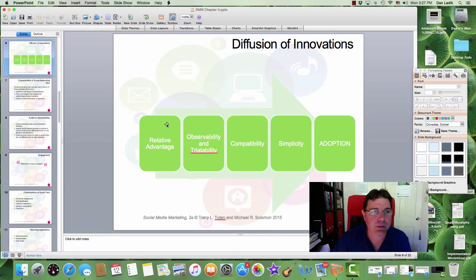So let's take a look at some products here. Let's say the Kindle. Relative advantage, it has multiple advantages over a traditional book. Observability, we see lots of people using these on the beach. It's pretty easy to go and find a store where you can try it. It's not very compatible with what you've done in the past, but it is very simple. It is very straightforward. It's easy to put the books on it. It's not hard to set up, so it was widely adopted.